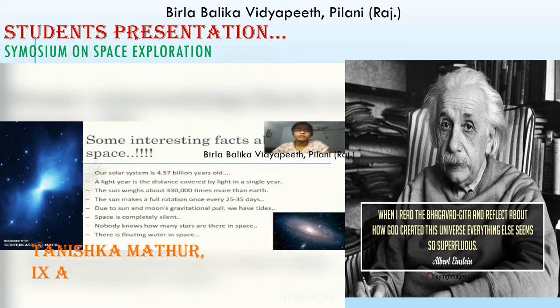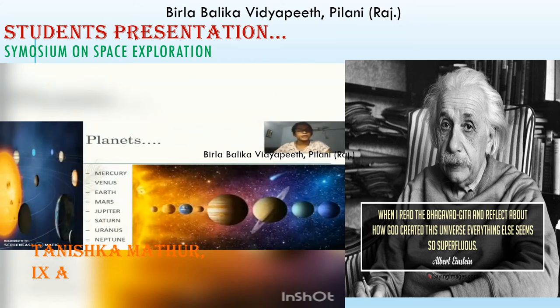Now, let's talk about some interesting facts about space. Our solar system is 4.57 billion years old. Space is completely silent. There are infinitely many stars in space. And one of the salient features of space is that there is a lot of water. Now, let's move on to another topic, that is planets. There are 8 planets, namely Mercury, Venus, Earth, Mars, Jupiter, Saturn, and Uranus.